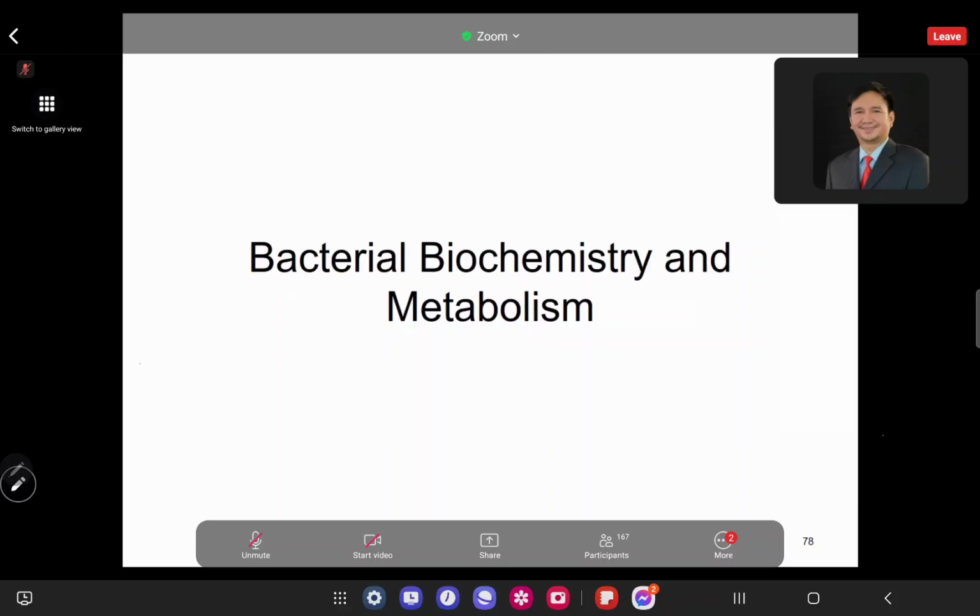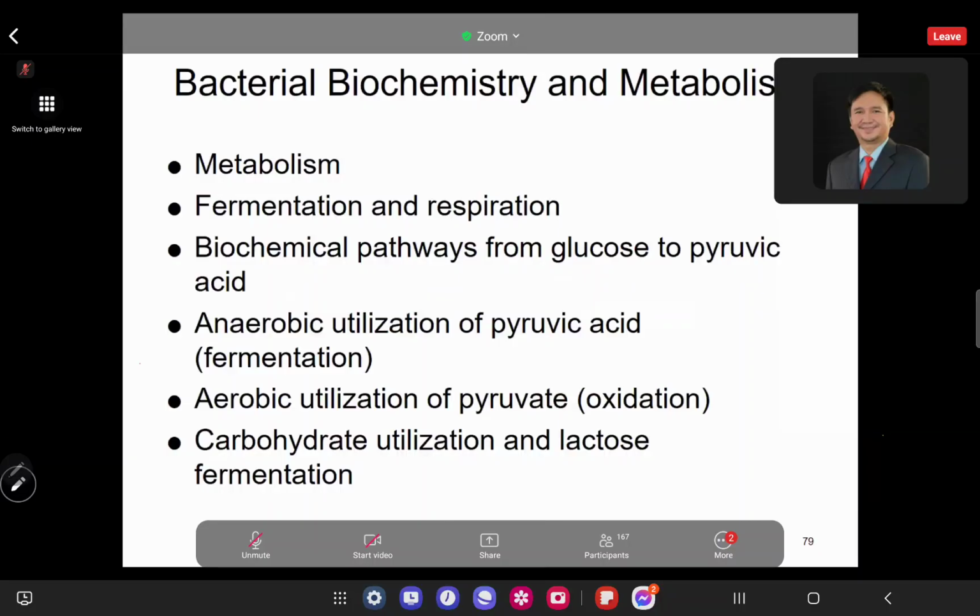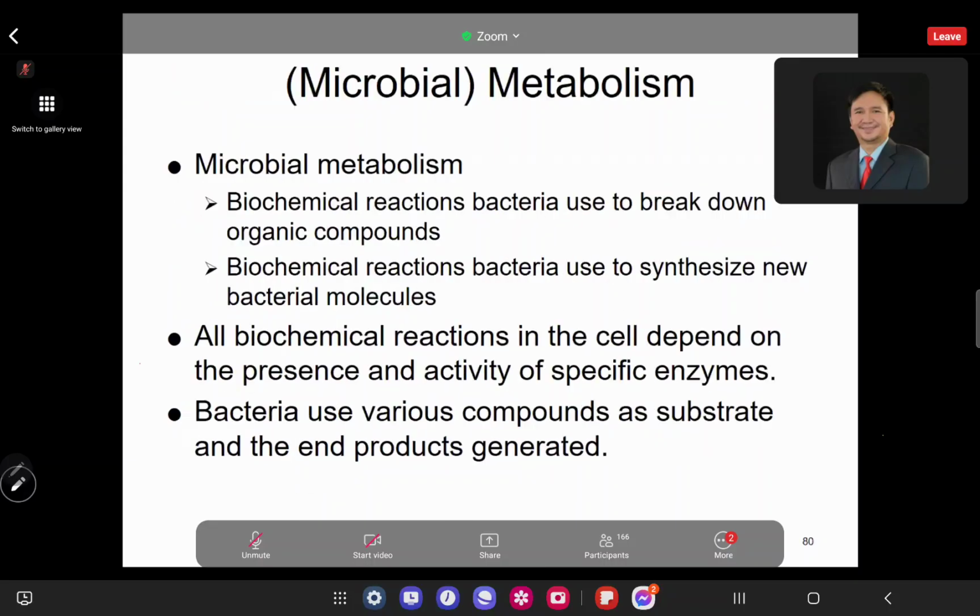All right, we are now switching gears into bacterial biochemistry and metabolism. So we will be dealing with the following: metabolism, fermentation and respiration, biochemical pathways from glucose to pyruvate, anaerobic utilization of pyruvate, or that's your fermentation, aerobic utilization of pyruvate or the oxidation, and carbohydrate utilization and lactose fermentation. So let's start with your microbial metabolism.